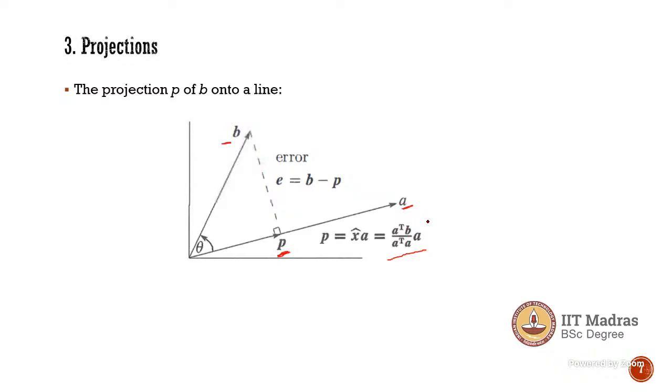This is the formula you use to find the projection of any vector onto another vector. From this formula, instead of having x hat a, you can also write a times x hat. At that time, you will get a times a transpose b by a transpose a, so that you get your projection matrix, that is, the projection matrix of vector a. So these are the two main formulas that you need to remember for finding the projection: one is the projection formula of a vector onto another vector, and the other is the projection matrix of a vector.